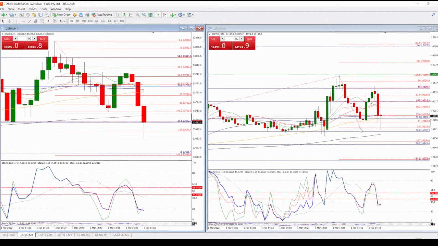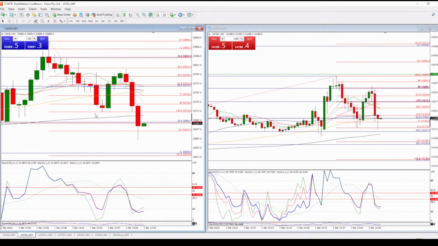I'm just going to delete the extension fibs for now. Just show the Dow. Come on.